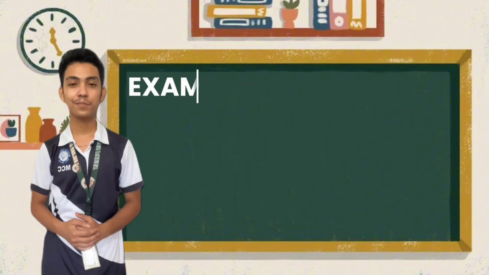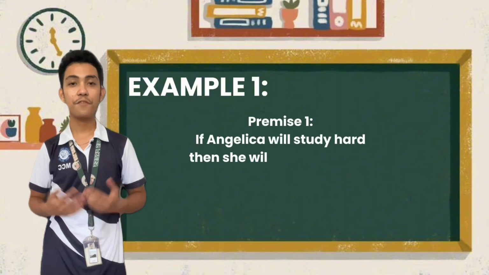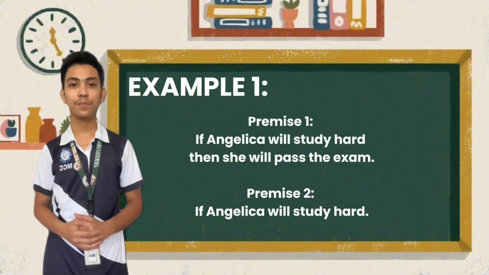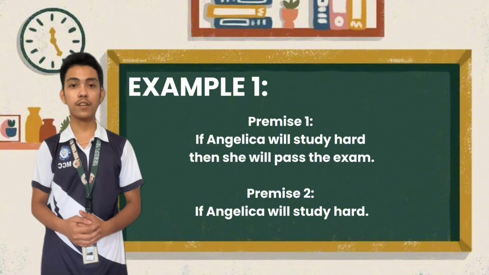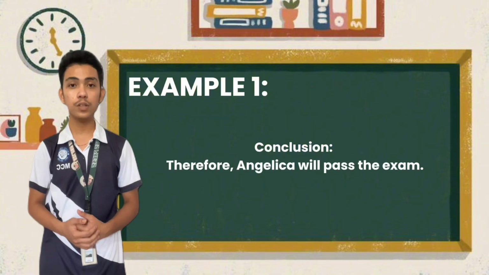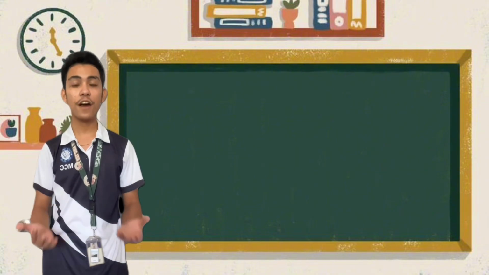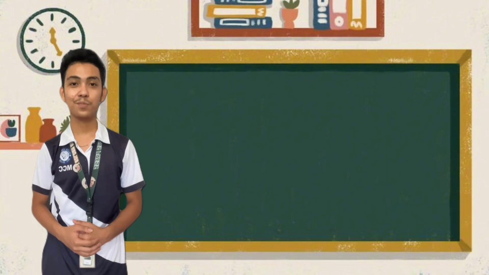For example, suppose we have this statement. Premise 1. If Angelica will study hard, then she will pass the exam. Premise 2. Angelica will study hard. Therefore we can conclude that Angelica will pass the exam. Do you understand? Very good. And for those who didn't, we will have another example.